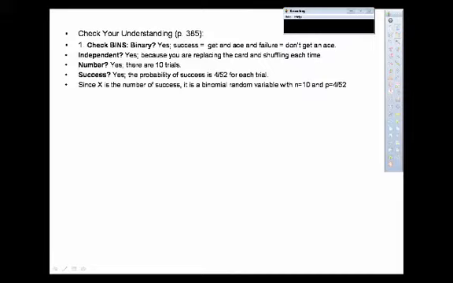Since X is the number of successes, it is a binomial random variable with n equal 10 and p equal 50 seconds. Number 2: choose 3 students at random in your class. Let Y equal the number who are over 6 foot tall.